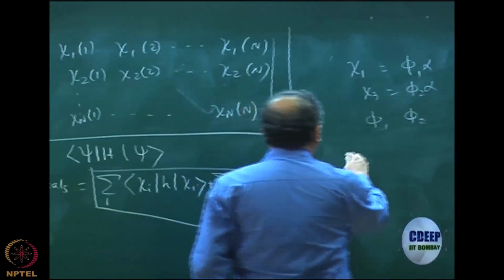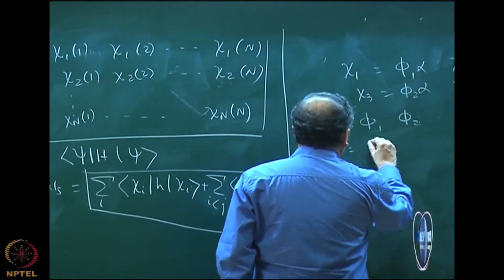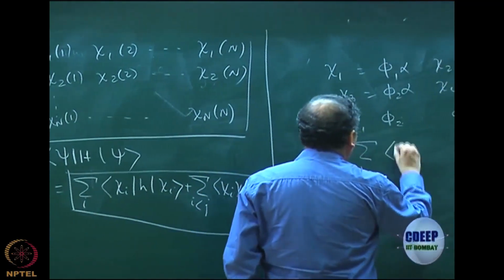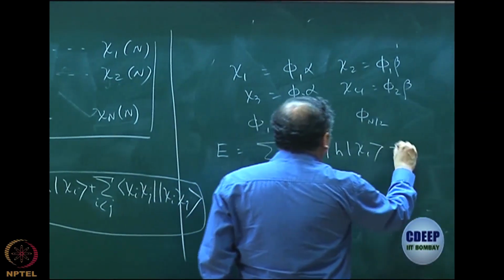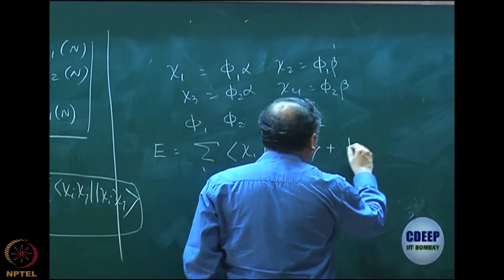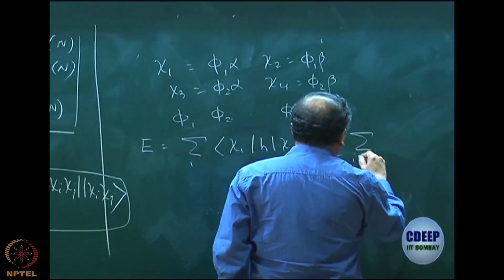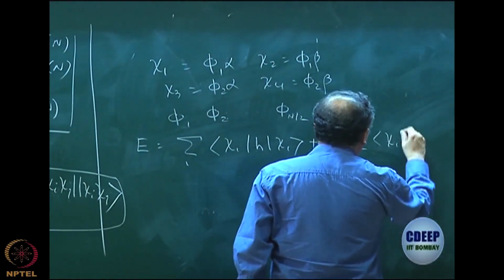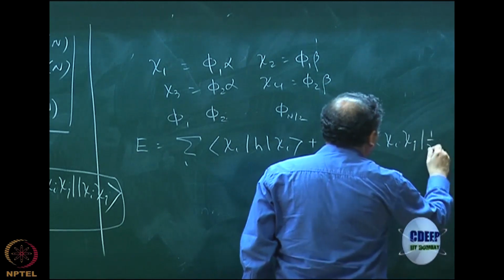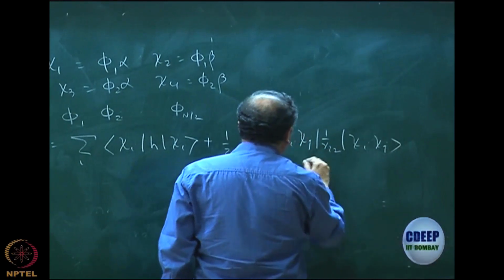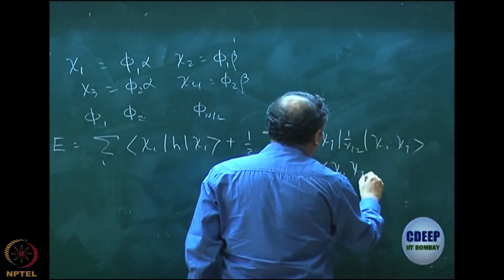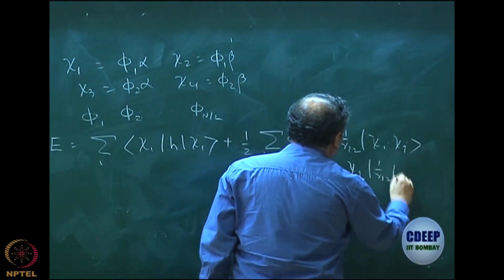Okay, so let's write these Slater rules. Energy, again a sum over i. First I have to write over spin orbitals, chi i h chi i, plus, you can do half sum over ij, chi i chi j 1 by r12 chi i chi j, minus chi i chi j 1 by r12 chi j chi i. I will write it specifically in full form for the time being.